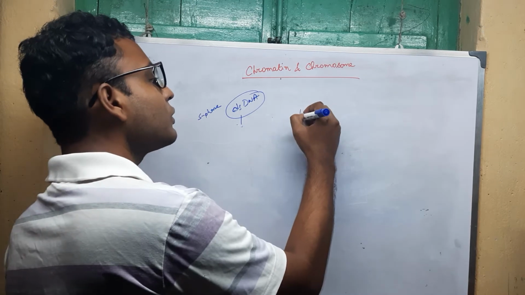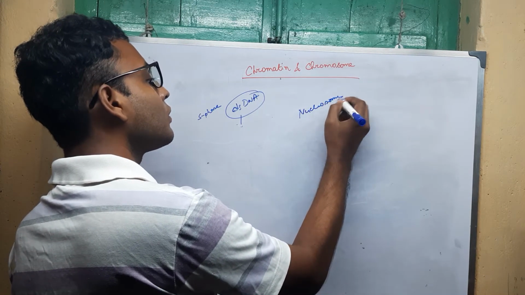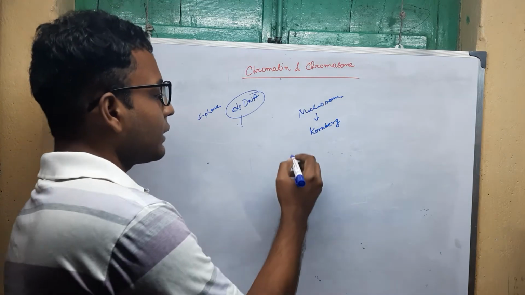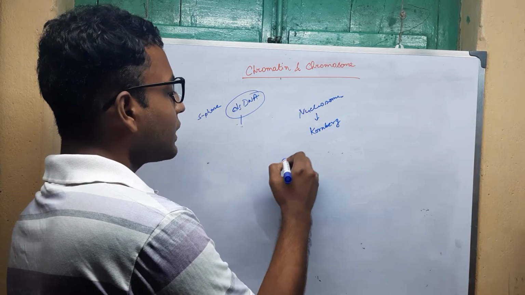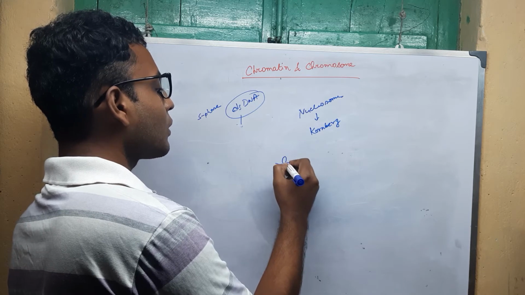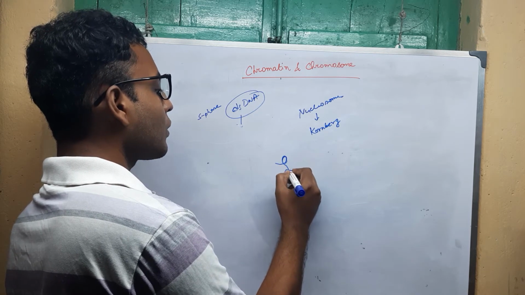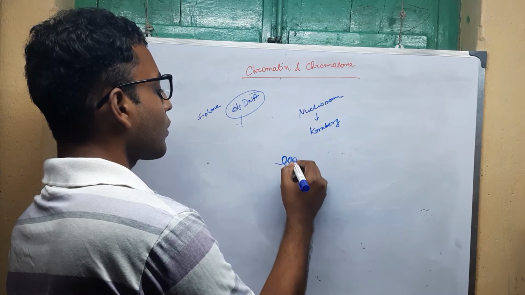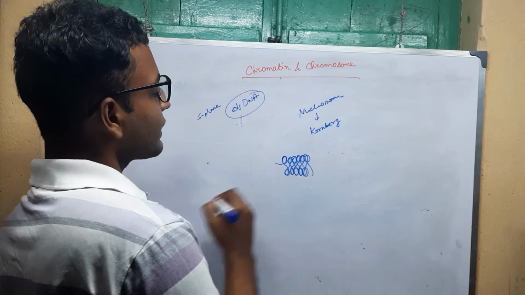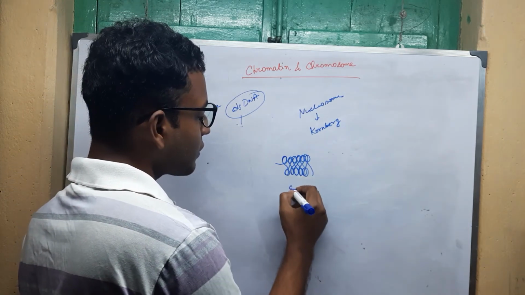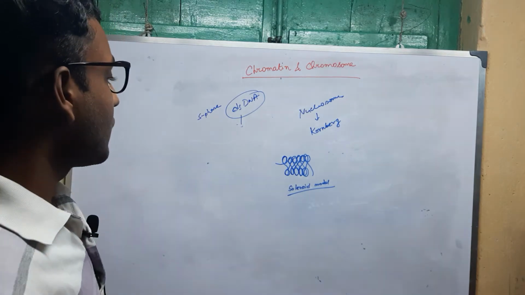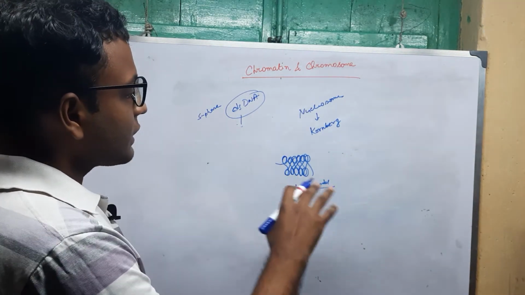This nucleosome complex was first described by Kornberg, and this bead on a string like structure gets condensed and forms a structure like this, and this model is known as the solenoid model.